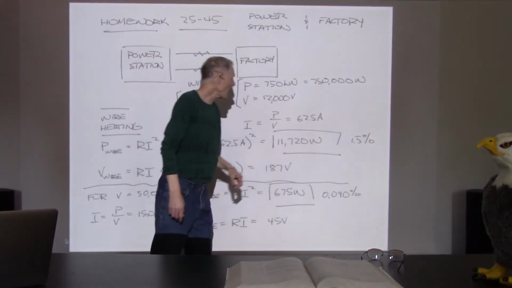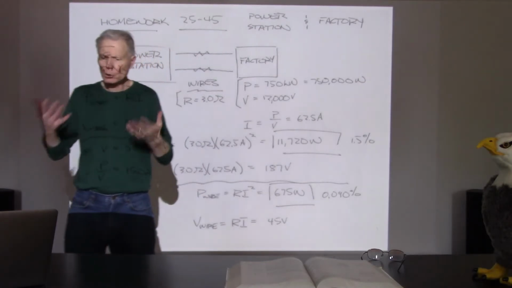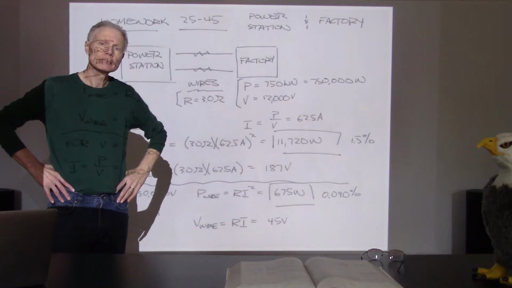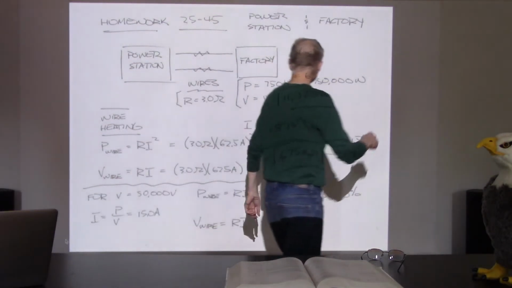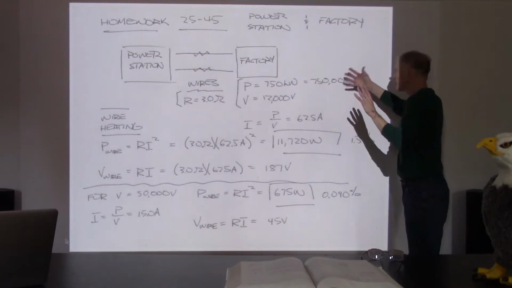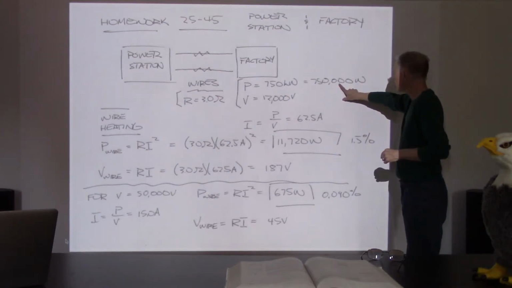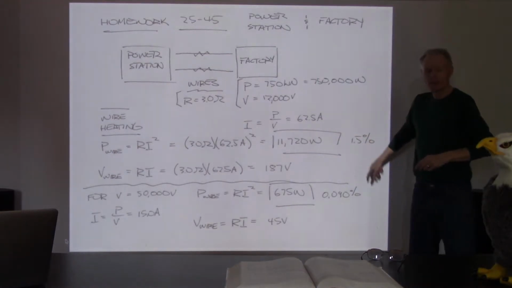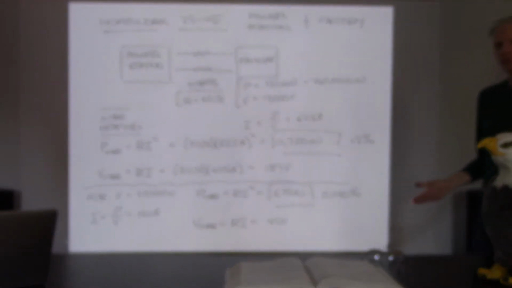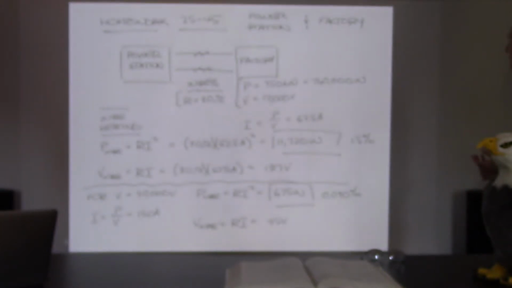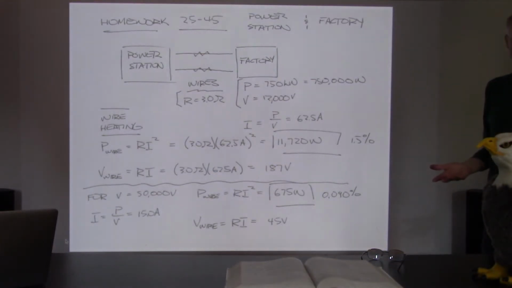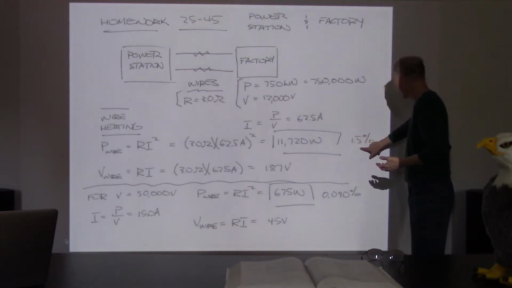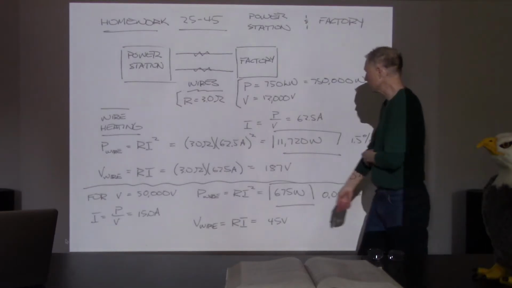It looks like the wires are going to lose 11,720 watts due to heating. Now, the factory is receiving 750,000 watts, and 11,720 watts, well, that's 1.5%. So it's not like it's a huge portion of the energy that's going into heating the wires, but maybe we could do better, right? Maybe we could recover some of this 1.5% that we have right here.